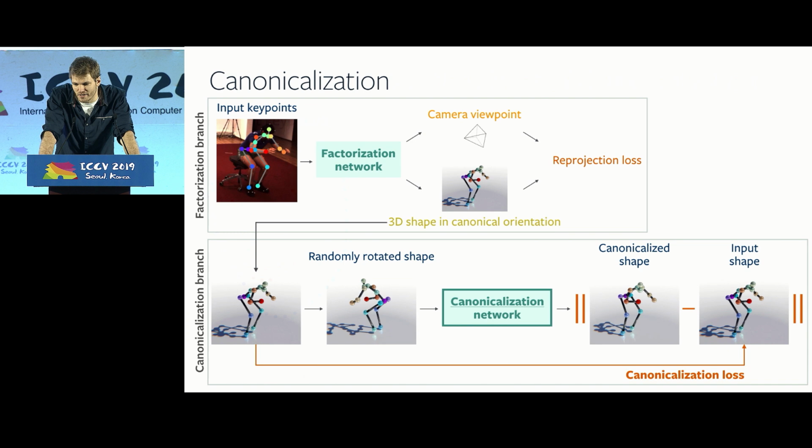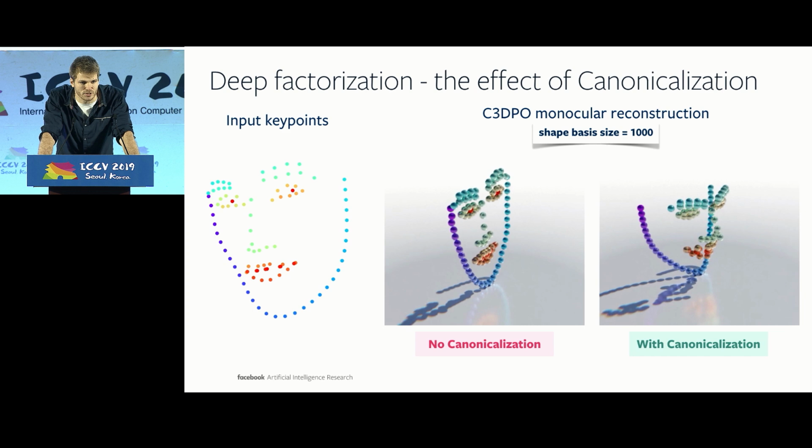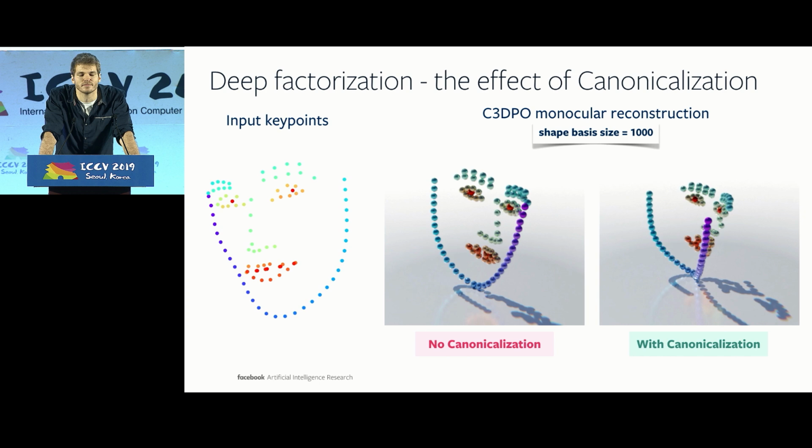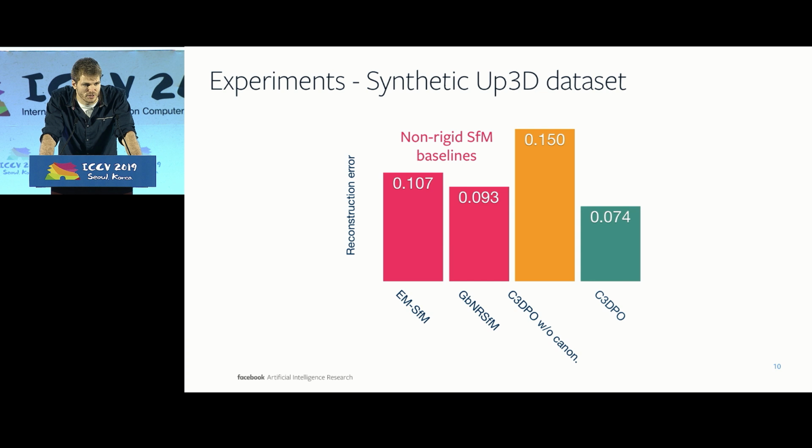So we can see the benefits of this, again, on lifting facial key points. What you can see here is that if you lift the key points without using the canonicalization branch, we actually get flat shapes. With the canonicalization, we can get much better reconstructions again. And so quantitatively, we have been able to outperform existing non-rigid structure from motion baselines. And we have also shown that decanonicalization is important in order to obtain the state-of-the-art results.